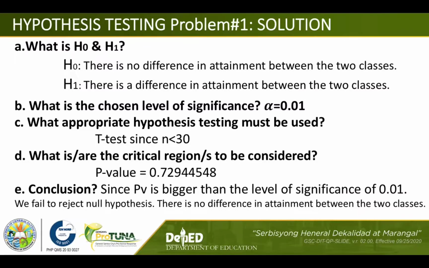Given the information and using your calculator, we will compute for the critical region. We will know that p-value is equal to 0.729. And as the conclusion, since p-value is bigger than the level of significance of 0.01, we fail to reject the null hypothesis. This means that there is no difference in attainment between the two classes.